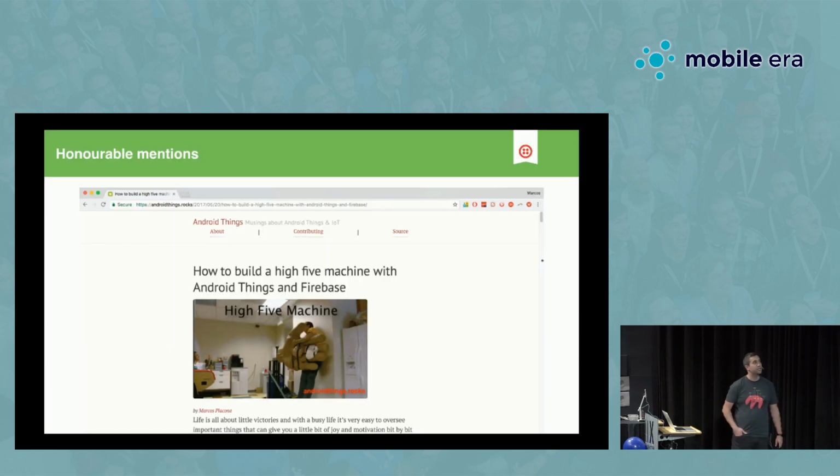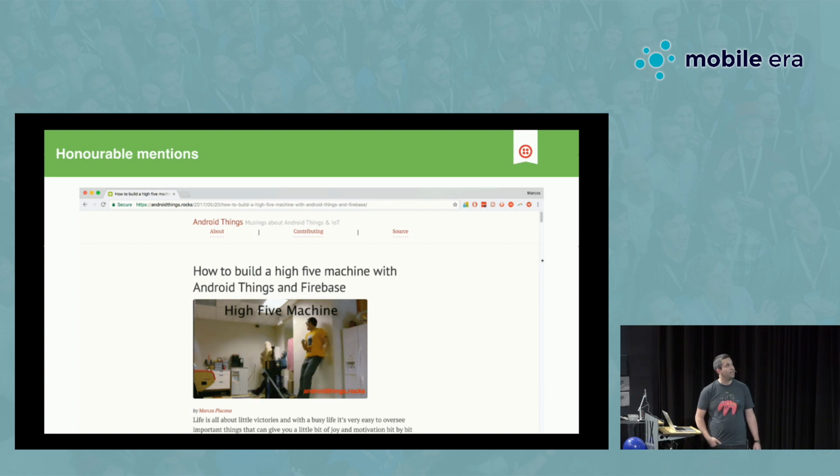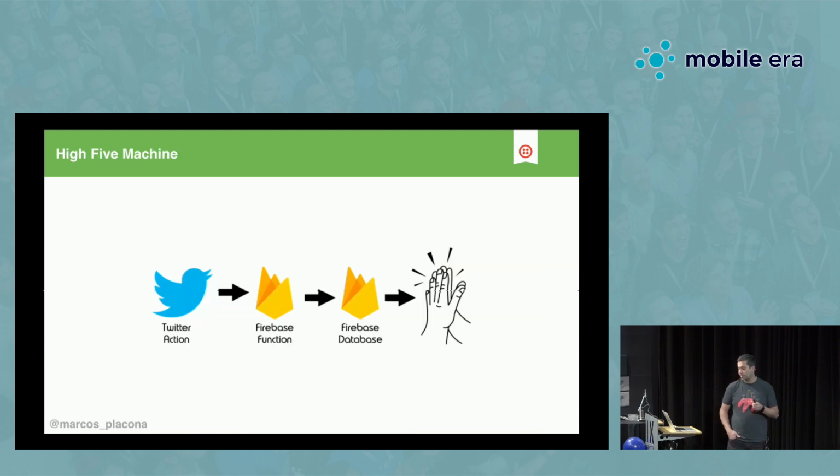Some of the honorable mentions for me is you can build things for fun as well. So I built a high five machine, for example, which the purpose of it is not to throw anyone, as you can see in this GIF. I hooked my high five machine to a Firebase function and a Firebase database. And whenever I get a Twitter action, which in this case is whenever I get a new follower on Twitter, it gives me a high five. It's just a hand that gives me a high five. And if you work from home, you know sometimes you get lonely. So getting a high five is kind of nice.